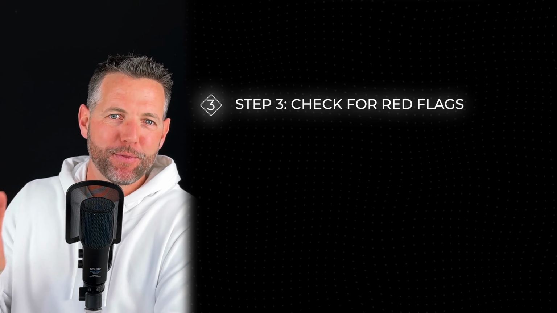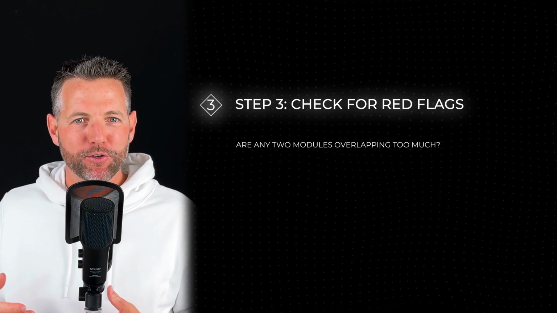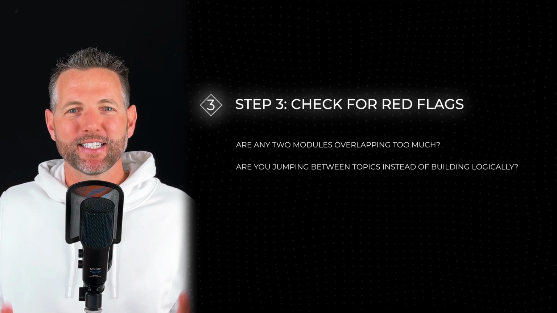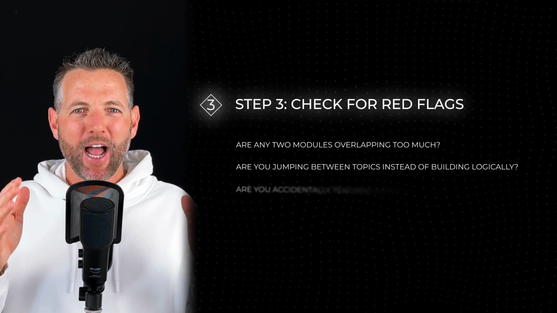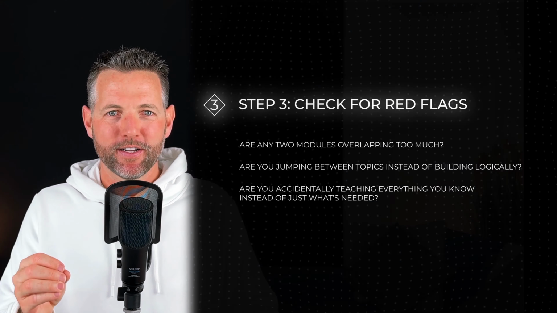All right, and then step 3, check for red flags. Are any 2 modules overlapping too much? Are you jumping between topics instead of building it logically? And are you accidentally teaching everything you know instead of just what's needed for the specific transformation? If it's a topic, lesson, module, or even a sentence in your script that doesn't increase comprehension, then it increases confusion. Be picky, delete it. Once your outline passes this comprehension check, you're ready to start scripting and recording with confidence. You'll know exactly what to say, in what order, and how each lesson fits into the bigger journey.